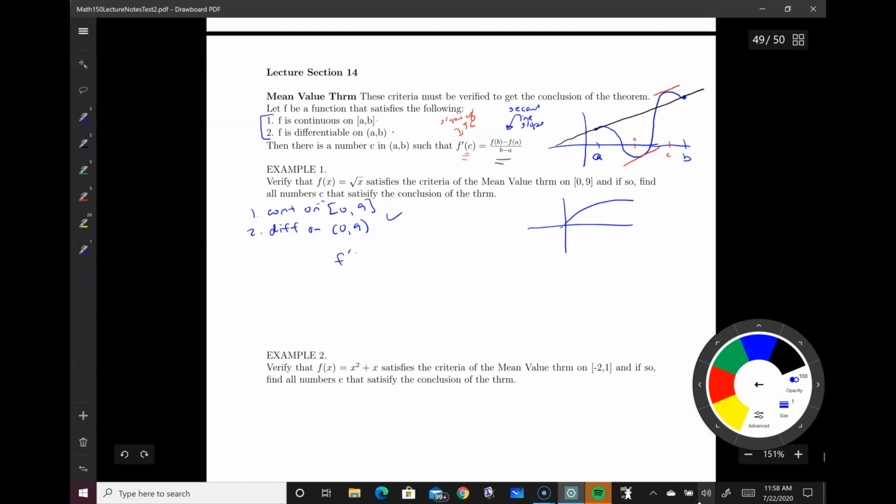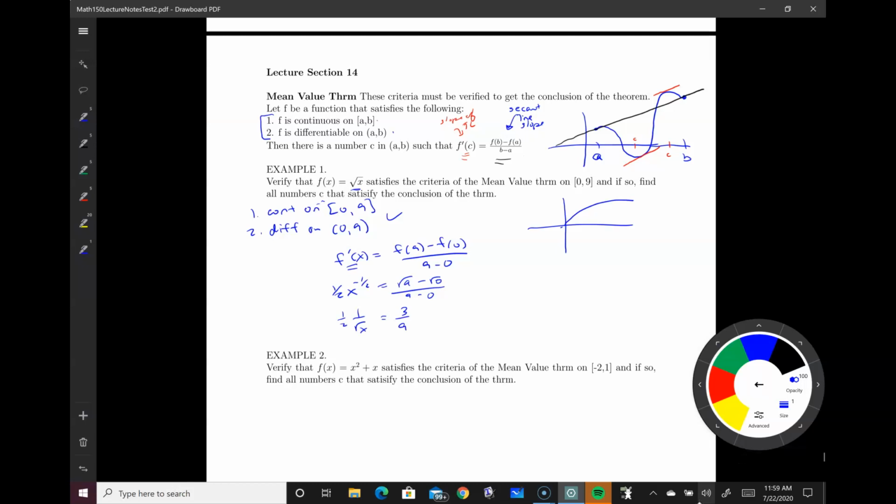I'm going to set the derivative equal to f(9) minus f(0), all over 9 minus 0. So f(9) means put 9 in here. I'm going to go really slow so you see what I'm doing. I'm going to take the derivative on this side, and I'm going to rewrite this as the fraction that it is. And from this side, I get 3 over 9.